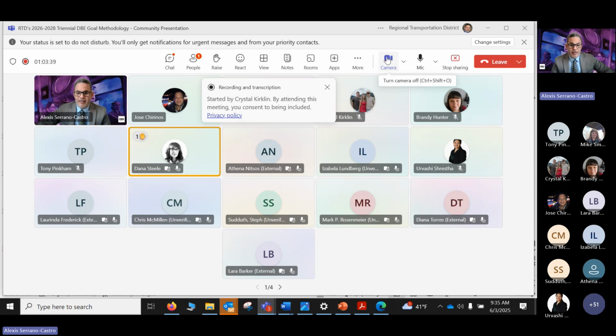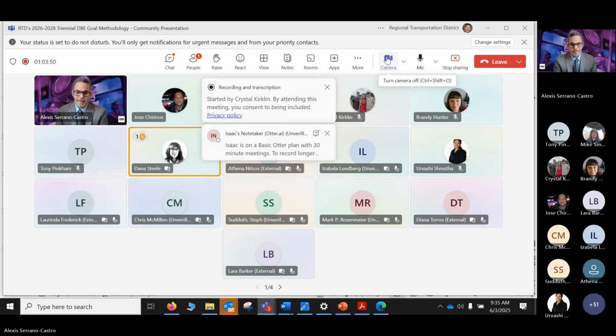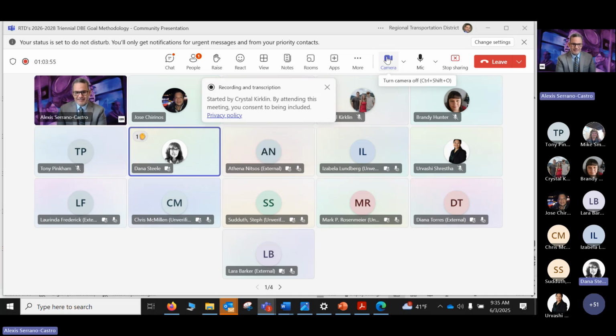We have the contracting and procurement director, Dana Steele. Dana, I know you raised your hand. Please share your thoughts, or if you want to add any other information, go ahead. Okay, I don't know how to turn my camera on since it's been turned off, but I first want to thank everyone for being here and participating in this important process.